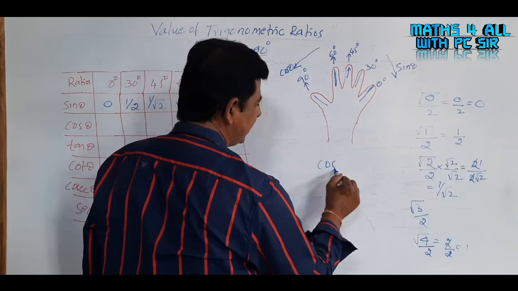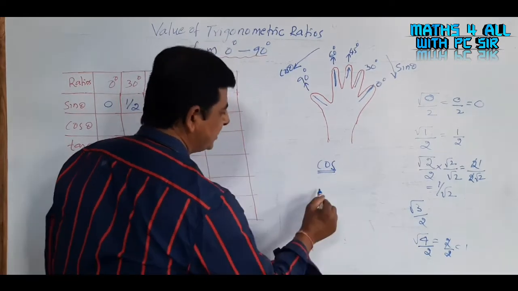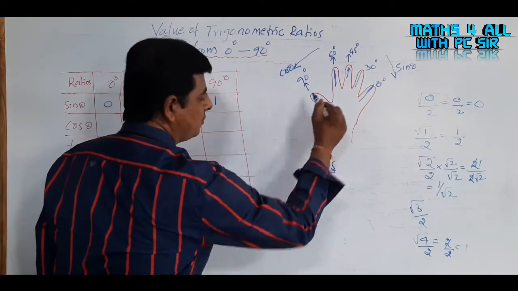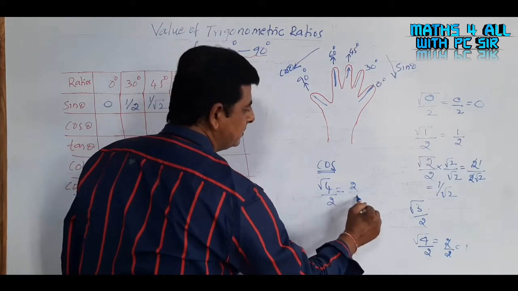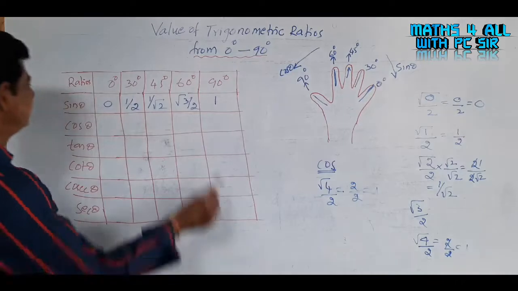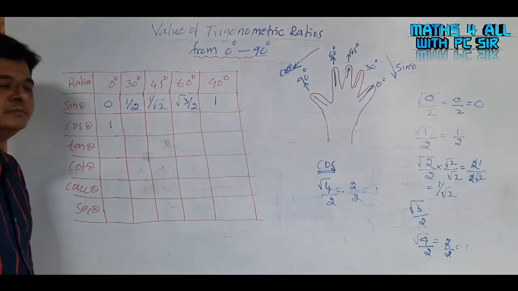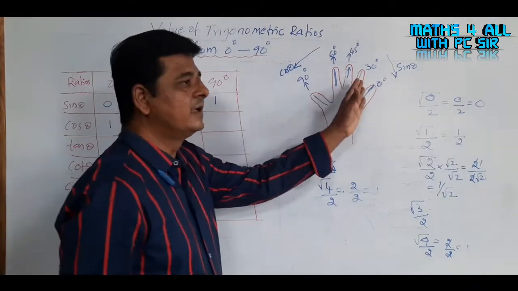Just I am taking cos values. Okay, cos 0. Here 1, 2, 3, 4. Under root of 4 by 2. Simply that is 2 by 2. So you are taking 1. Cos 0 is how much? 1. And next, cos 30.